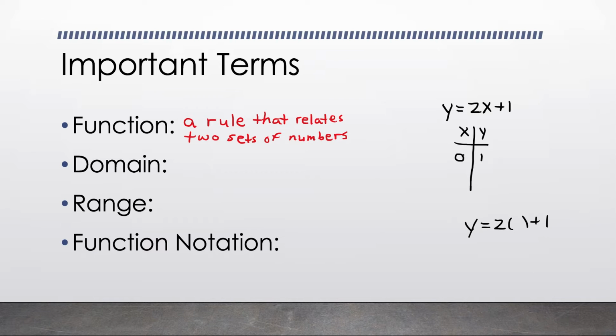Then we would choose another x value. So maybe I choose an x value of positive 2. And then I would go to my function, and in place of the x, I would substitute in a positive 2. So my equation would become 2 times 2 plus 1. 2 times 2 is 4, plus 1 would give me 5.